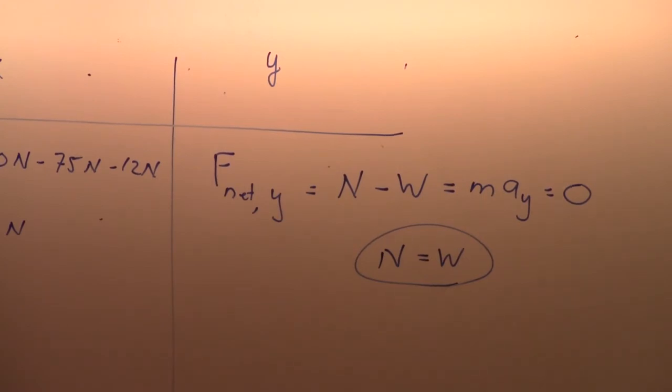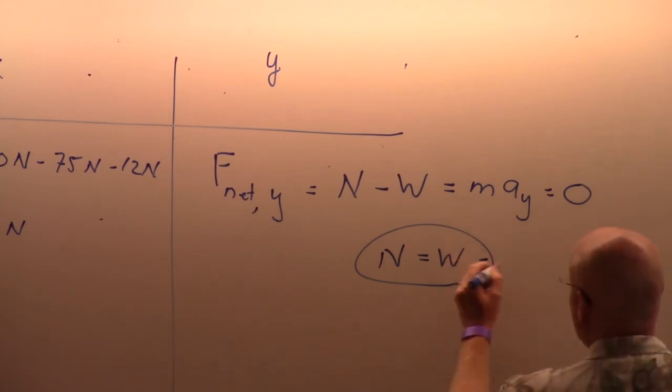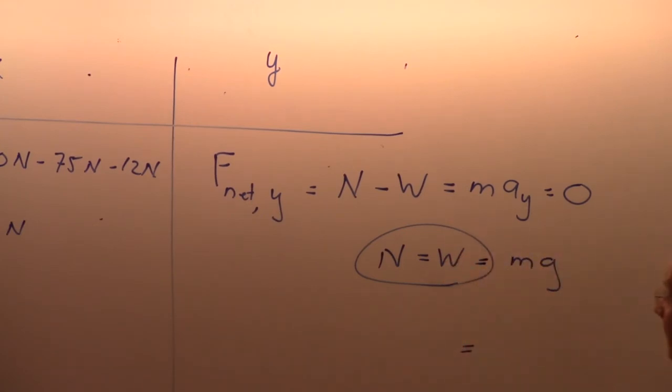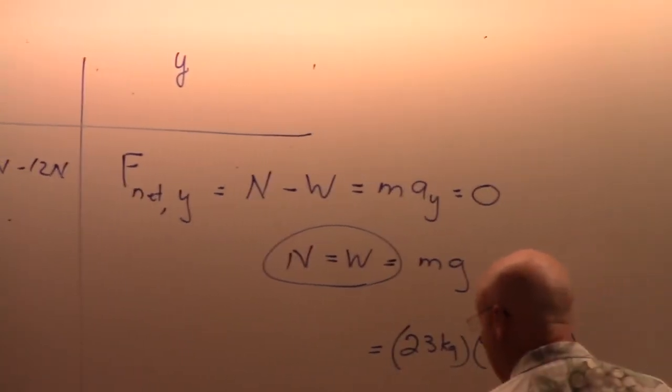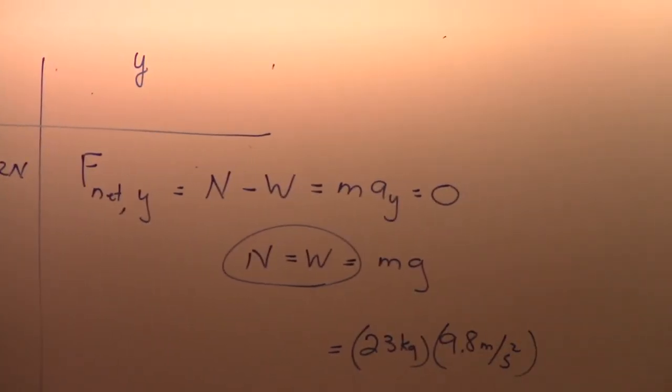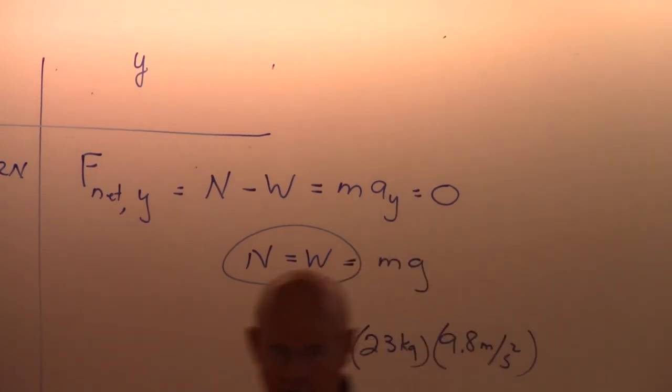Glad you asked it, but we don't really need to calculate, but I'm going to go ahead and calculate it. The weight is mg, and they did say that the mass is 23 kilograms, and remember g is 9.8. This might be a good chance for me to point out: do not think that the weight is the mass. Okay? And so I take the mass and multiply by 9.8.